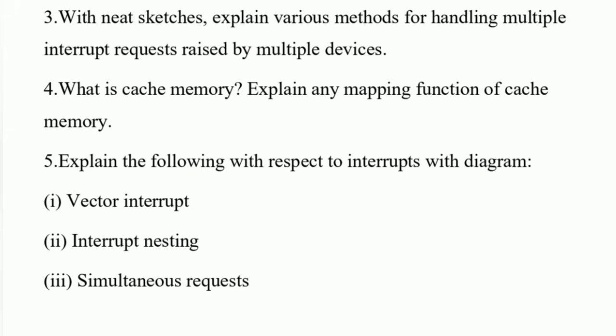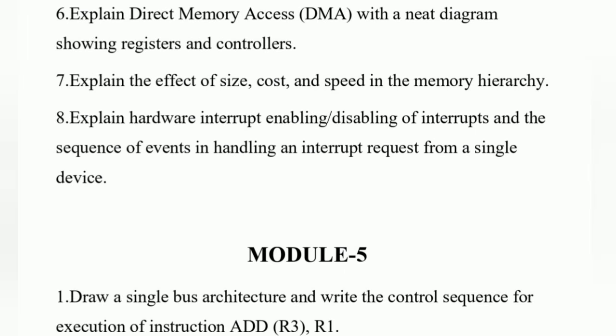Fourth question is what is cache memory? Explain any mapping function of cache memory. Fifth question is explain the following with respect to interrupts with diagram: vectored interrupts, interrupt nesting, simultaneous requests. Sixth question is explain direct memory access DMA, with a neat diagram showing registers and controllers.